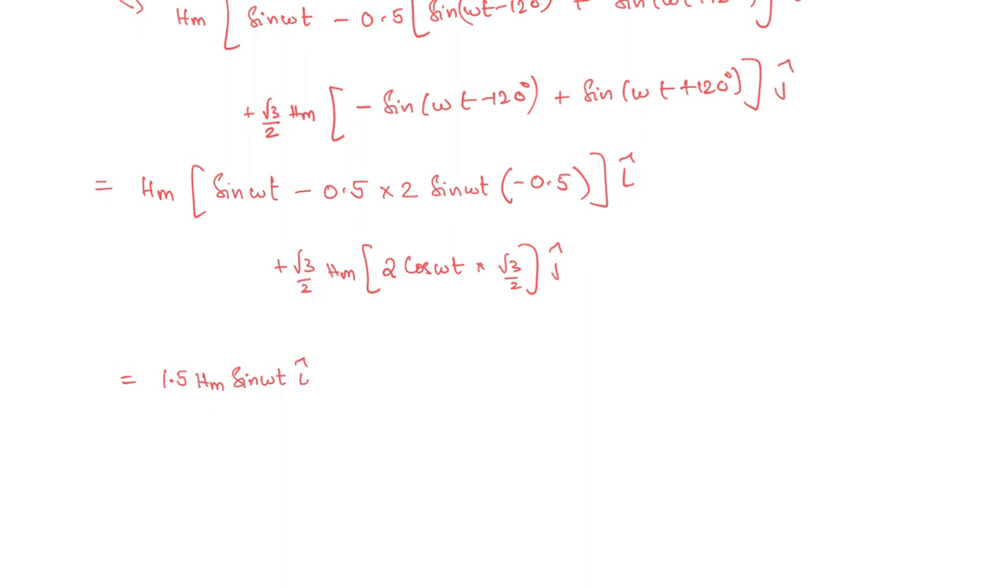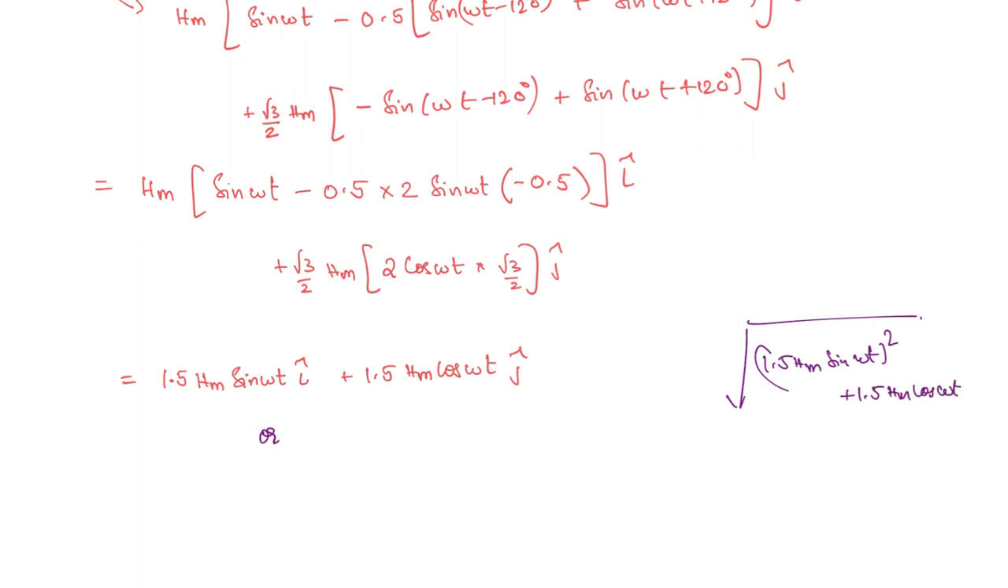Now similarly here what you are going to get? 3 by 2, that is same as 1.5. So 1.5 Hm cos omega t J cap. Now this is in terms of the horizontal and vertical components, right? If you write it in magnitude-phase form, then the magnitude will be root over (1.5 Hm sine omega t) whole square plus (1.5 Hm cos omega t) whole square, right? So if you find this out, you are going to get 1.5 Hm, because sine square omega t plus cos square omega t is simply 1. So the magnitude is 1.5 Hm.